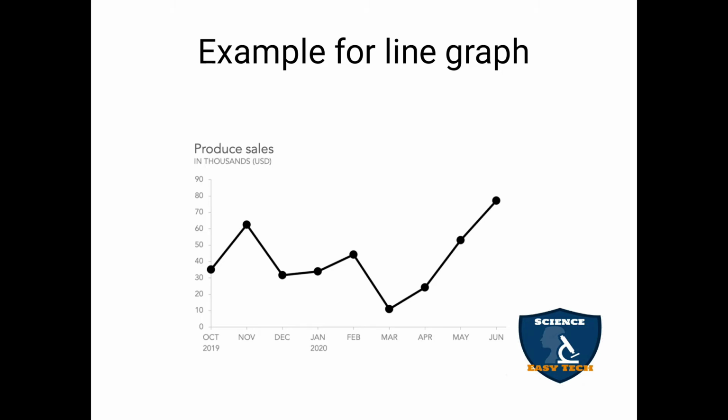Here the product sales are in $1,000 USD. So what is the product sales? Over a period of time, they have given the data. You have to mark the points and draw a line. So this is called what graph? Line graph. This is measured over a period of time.